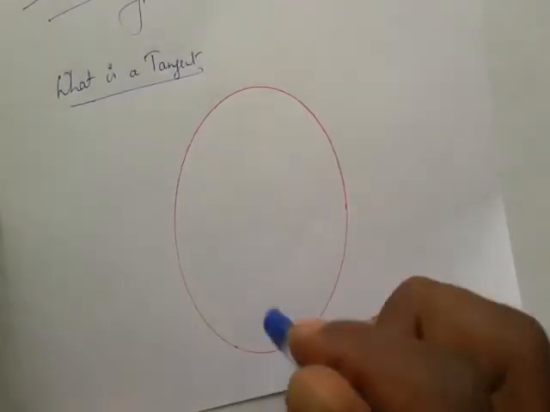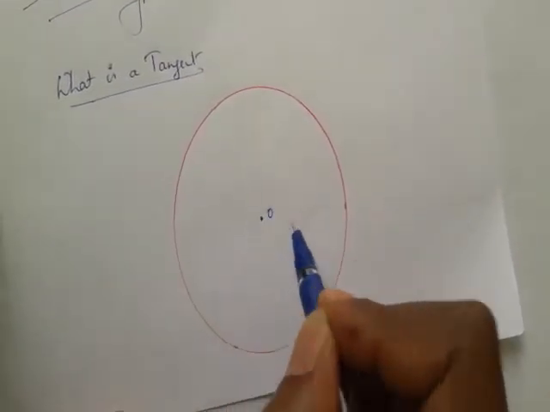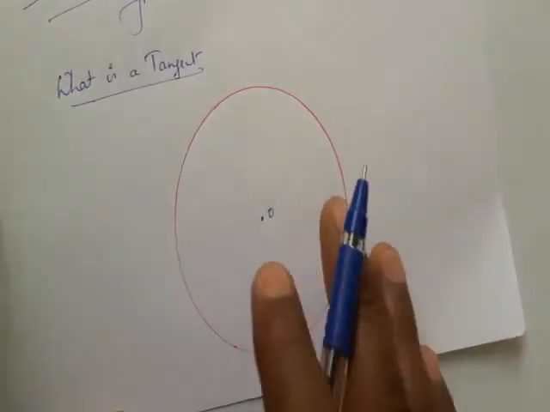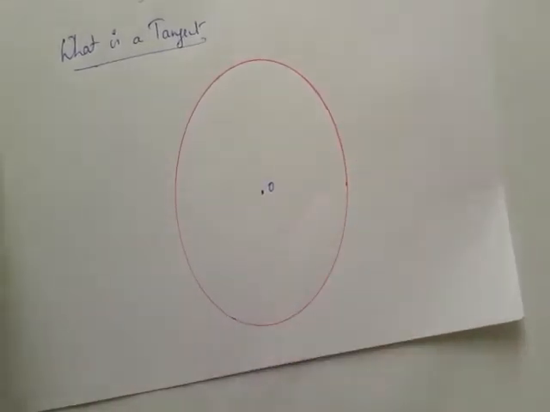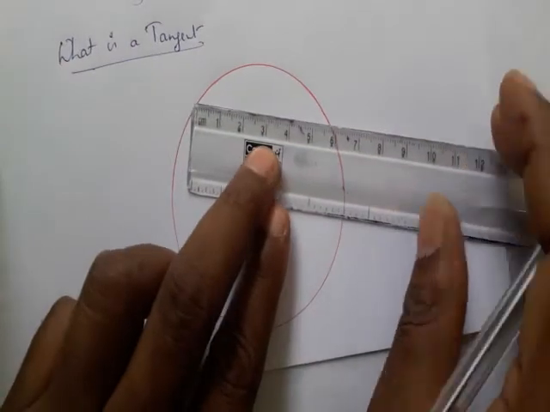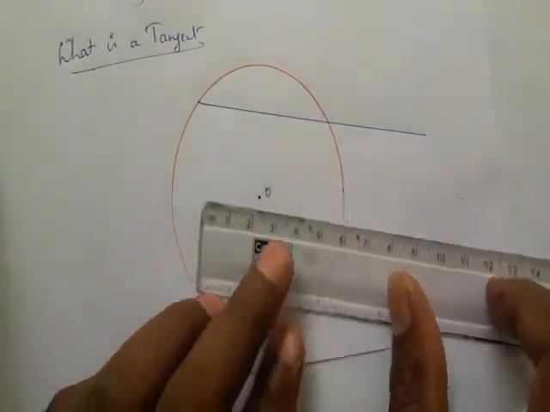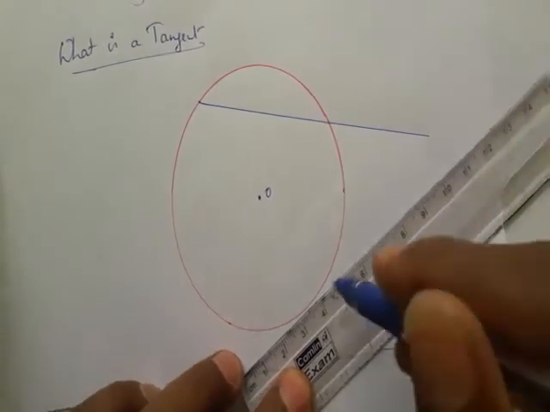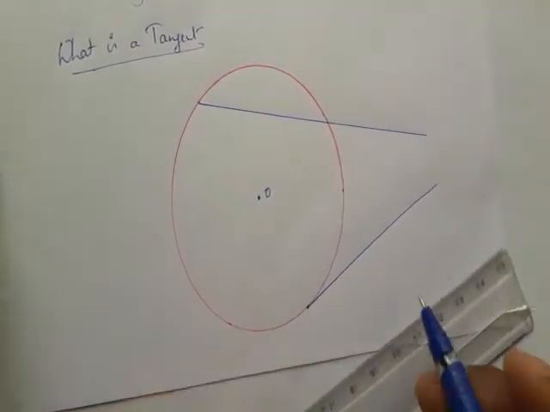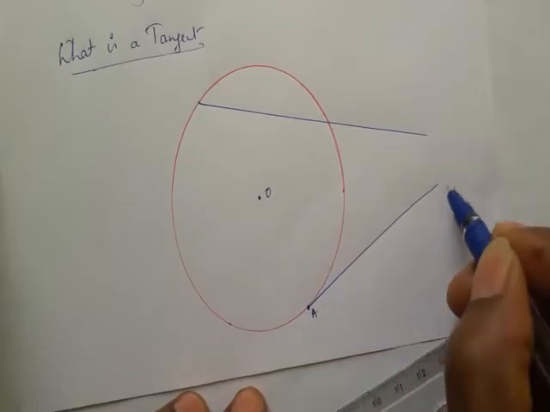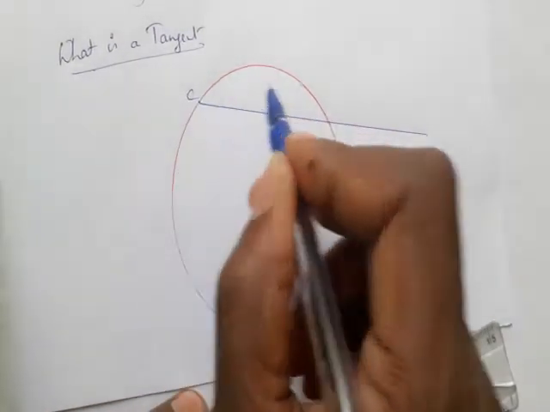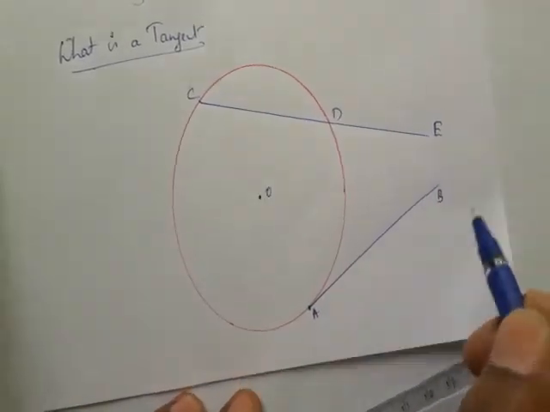See, a circle is constructed here with center O. It is the circumference, it is the center of the circle. I'm going to draw 2 lines. You just observe both the lines, what difference these 2 lines are having. This line I name it as AB, the another C, D and E.